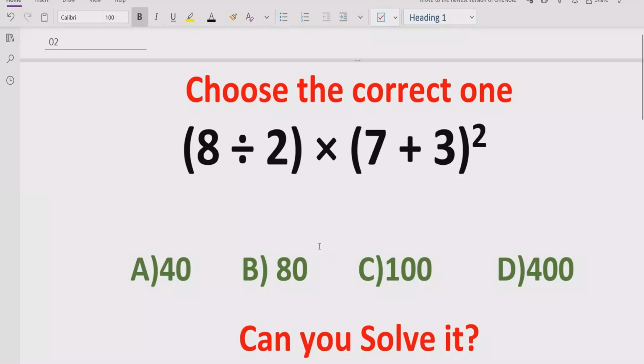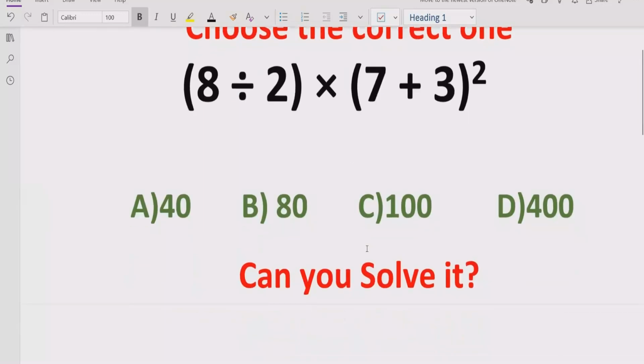Today we will solve another quiz which is related to arithmetic expression. The quiz contains the basic operations plus, multiplication and division. So we have to solve this quiz using the PEMDAS and BODMAS method and find out the correct answer. In the answer list we have four answers: A is 40, B is 80, C is 100 and D is 400. So let's see after solving it which answer is correct.